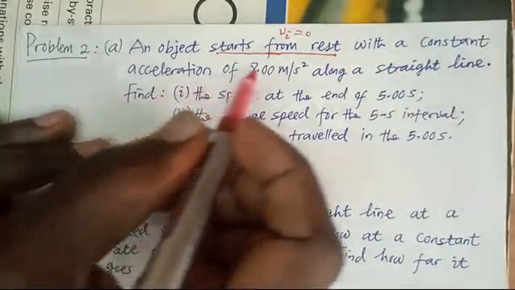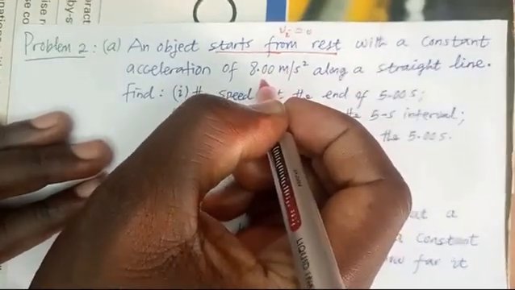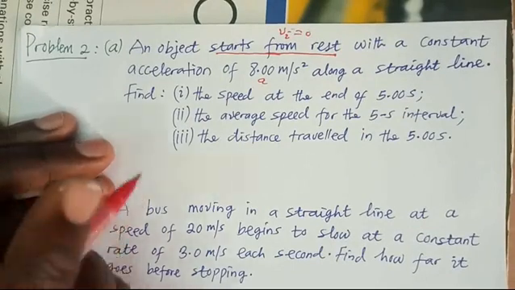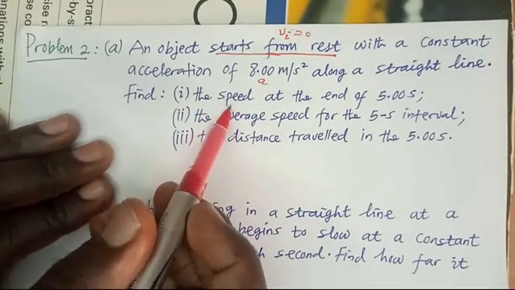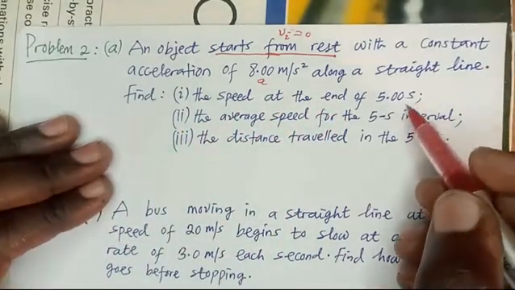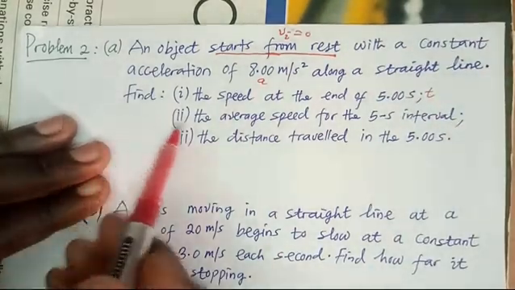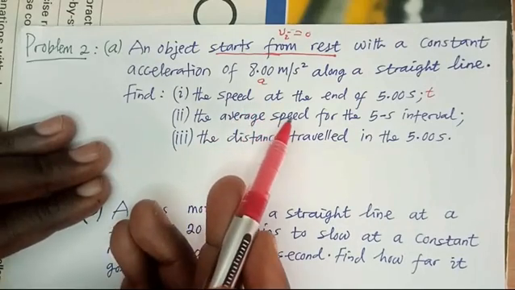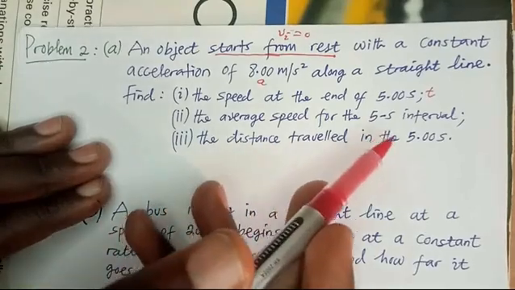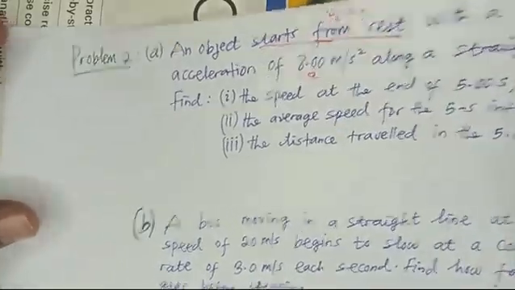And then with a constant acceleration of 8.00 meters per second squared. So this is our uniform acceleration along a straight line. The first question says we should find the speed at the end of 5.00 seconds. This is your t or delta t, whichever you use is correct. Then the average speed for the 5-second interval, and then the distance traveled in the 5 seconds. Okay, let's start immediately.